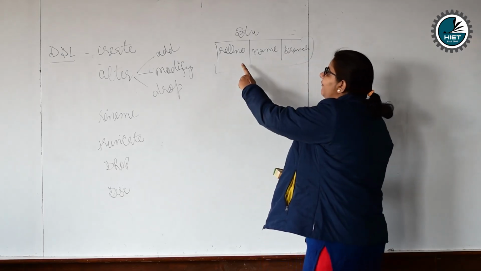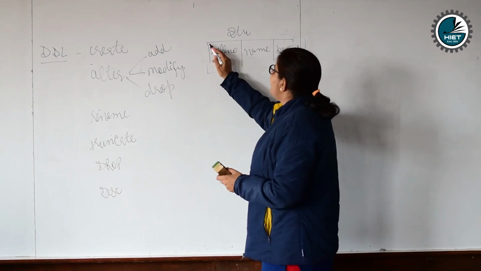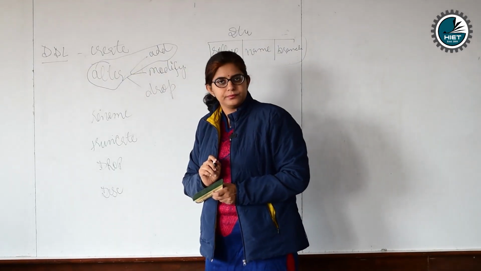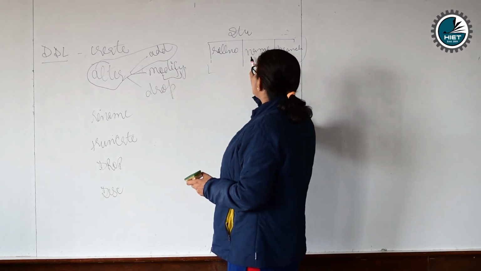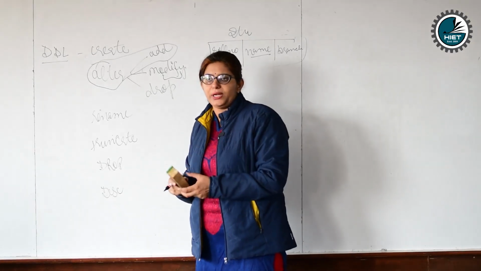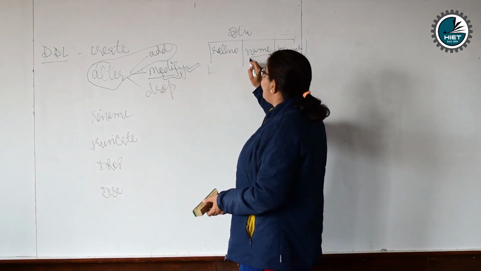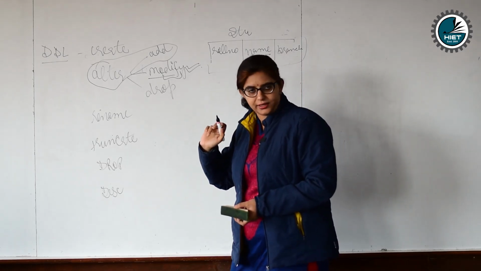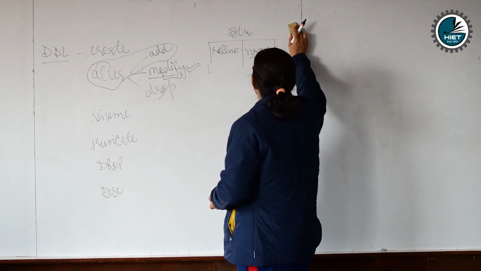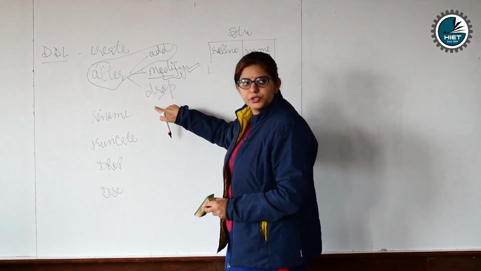For example, if I want to add a new column like marks in this table, I have to use alter with add. If I want to modify the size of name column, earlier it was character 20, now it's character 40, so with the help of modify, we can change the size of that column. Drop is, we just want to delete a column from that table. So we use alter with drop.